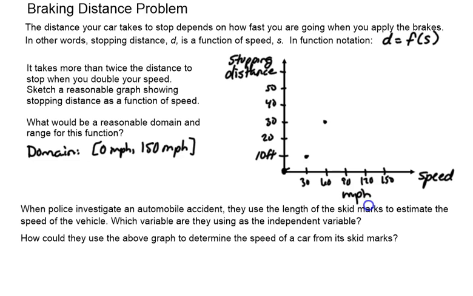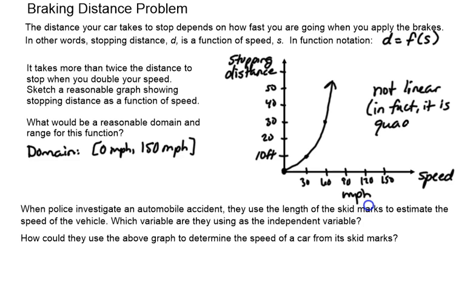I don't know how much more, so let's just kind of do something like this. So when we make this graph, it's curving up like this. It is not linear. In fact, it is quadratic. It's like half of a parabola there. And I just know that from reading about this particular function.